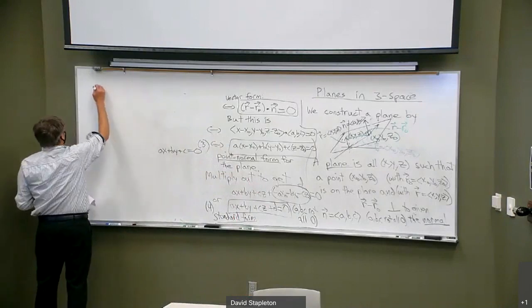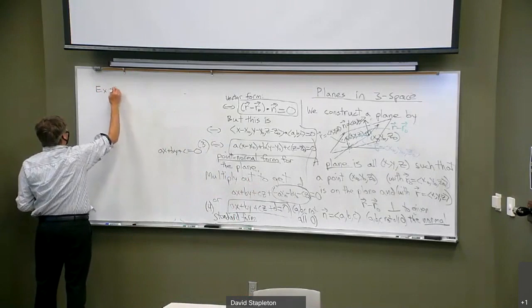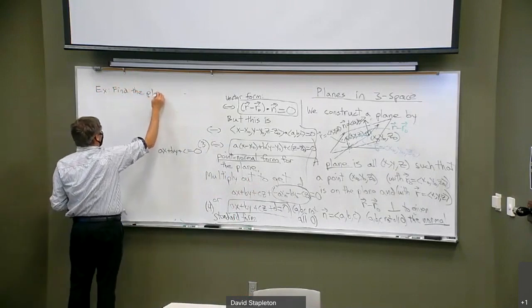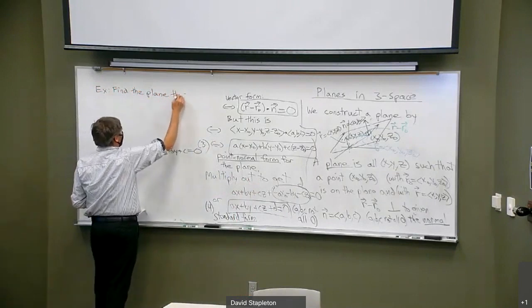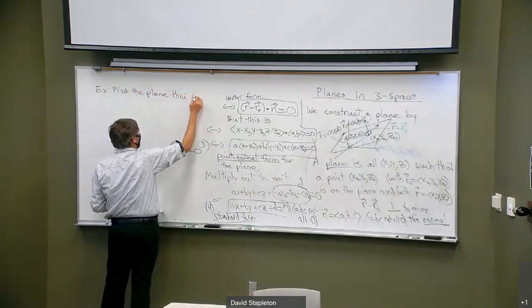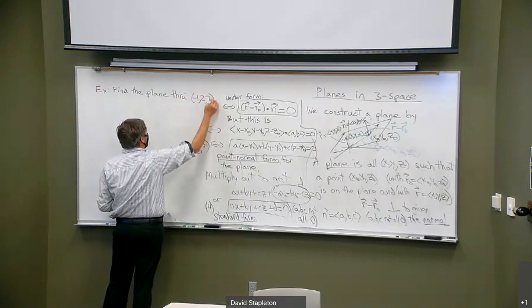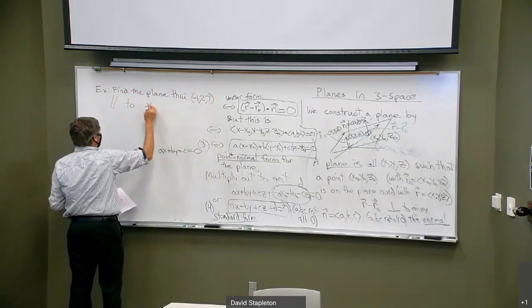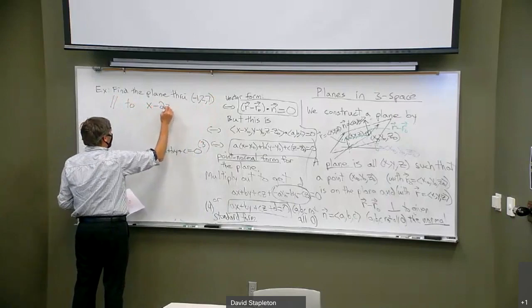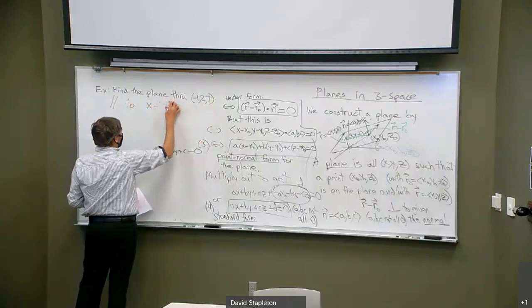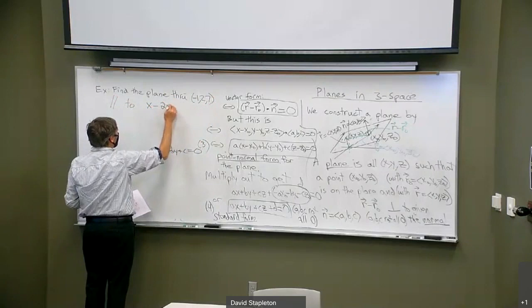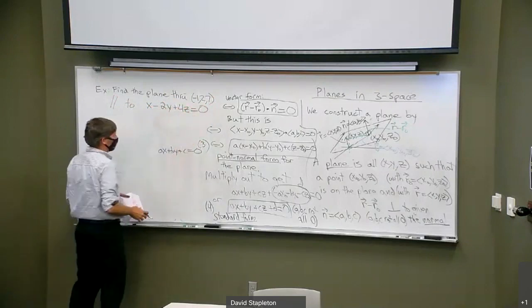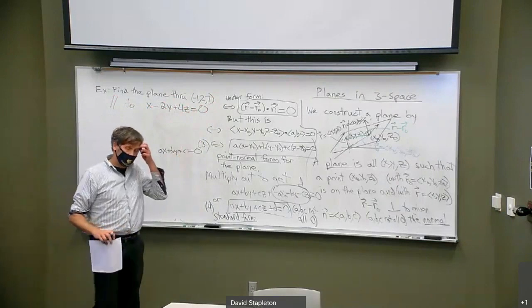So here's an example. Find the plane that goes through the point (-1, 2, 7), and it's parallel to the plane x minus 2y plus 4z equals 0. How about that?